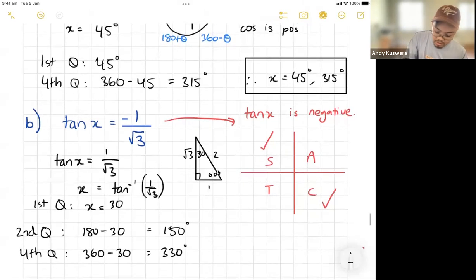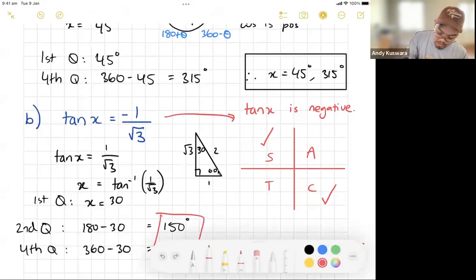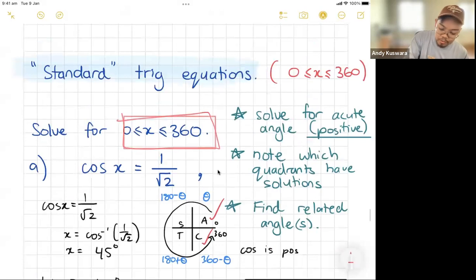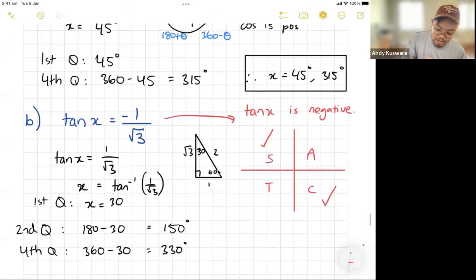And just take a note here. Both of these answers sit within our domain. They sit between the 0 and 360 that we were originally talking about. Okay, so these ones, that's your two solutions, and you just say, therefore, x equals 150 degrees and 330 degrees.